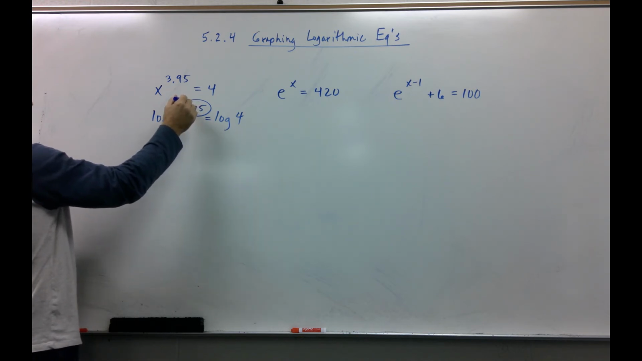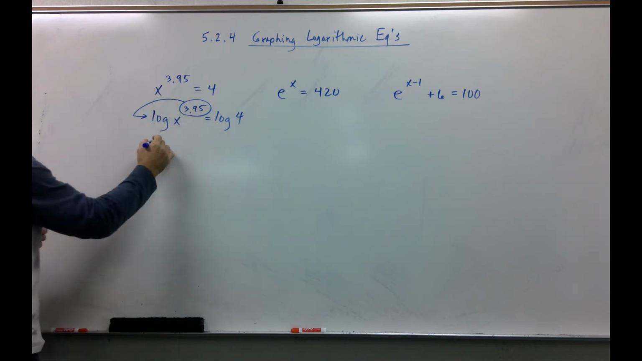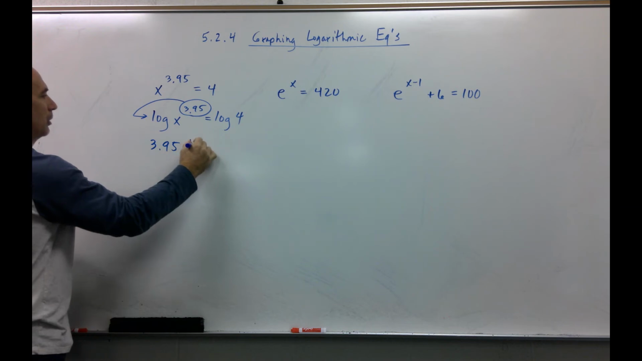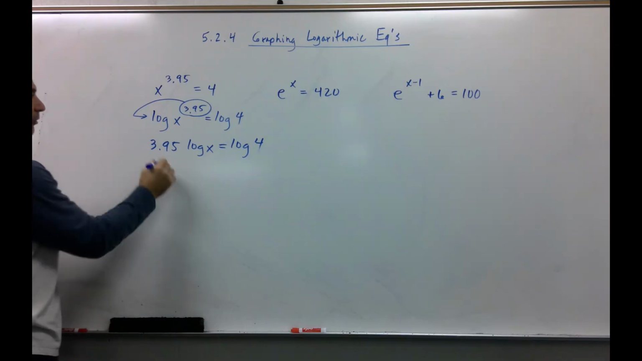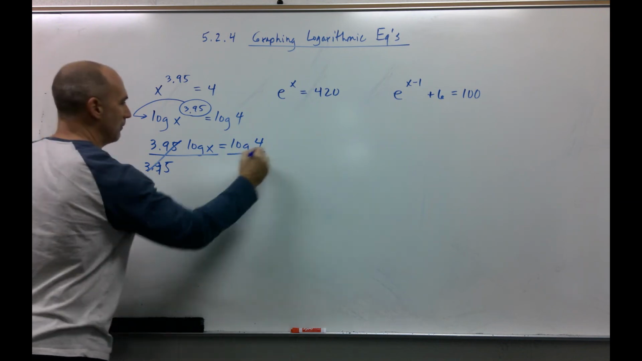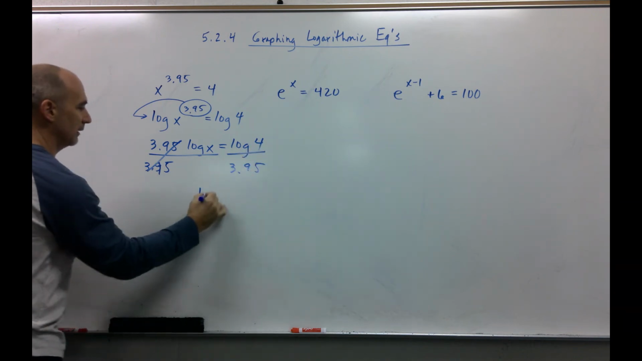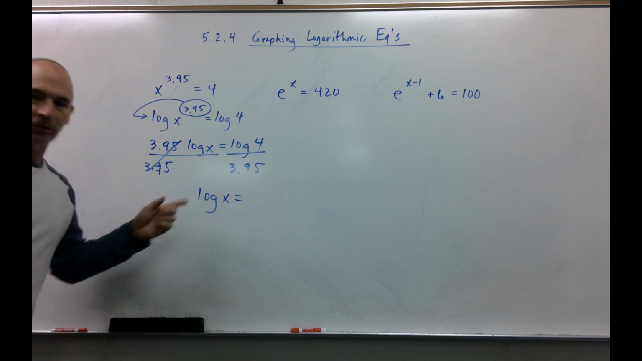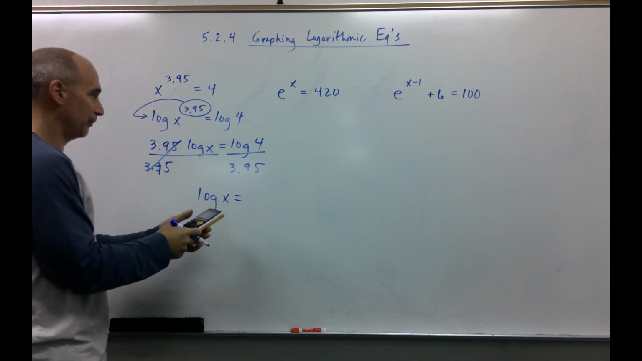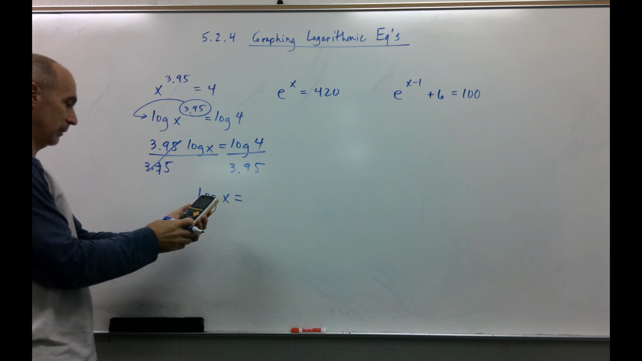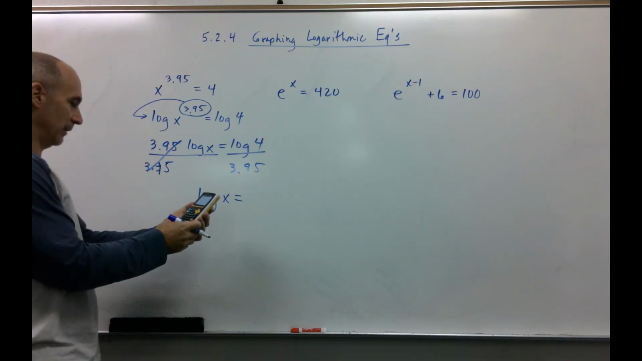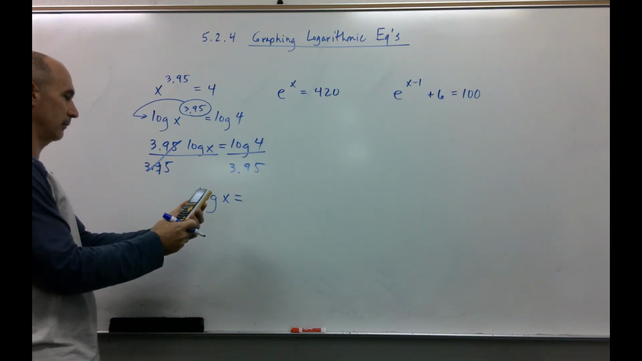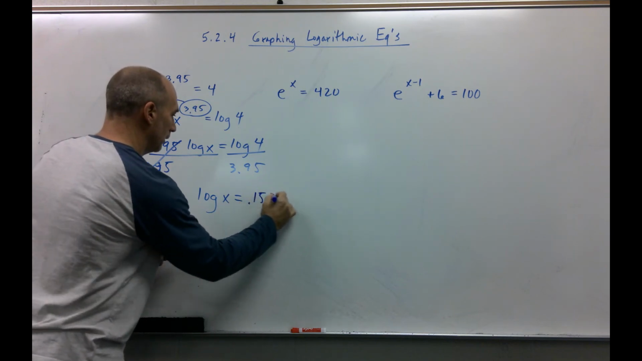Yeah. Okay, geez, mental blank, another one. 3.95 times the log of x equals log 4. So what I'm going to do is divide this side by 3.95, gone. Divide that by 3.95. This thing is cleaning up a bit. And now I'm going to use my calculator just to get a decimal over here. And I get log of 4, enter, divided by 3.95, 0.152.